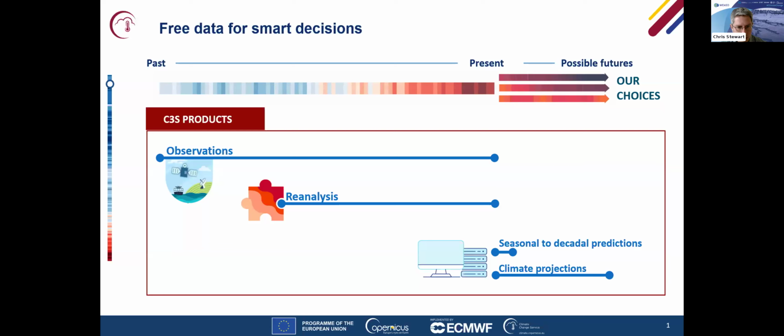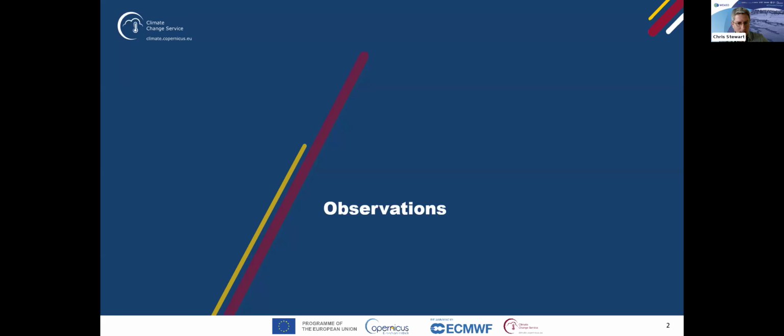Then we also have products referring to the future, so seasonal forecasts and decadal predictions. That's seasonal forecast for the next season. And then climate projections going up to basically the end of the century, projecting how the climate may look across different variables according to different scenarios. So in the next slides, I'm going to talk about each of the types of products, grouping them into the different climate data types, starting with observations.